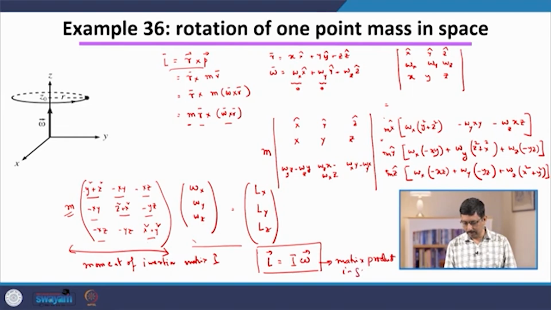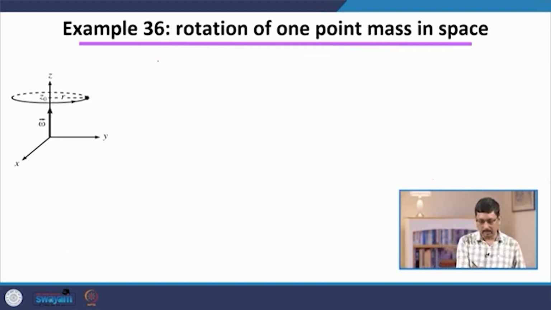In general, even for a point mass, it can be a matrix equation. So, this is the reason that L and omega are not in the same direction. Let us now plug in the values and calculate for this particular problem. Given this omega vector is 0, 0 and omega 3.